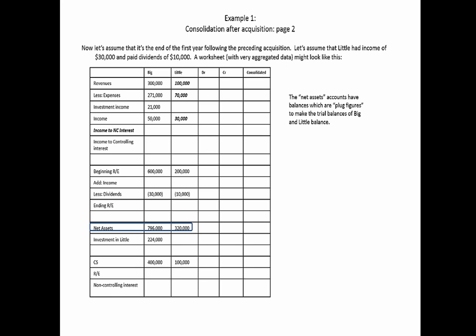Look at Little for the moment. Again, at the beginning of the year, the date of acquisition, Little had net assets of $300,000. Their net assets increased by $30,000 due to their earnings for the period, and then went down by $10,000 due to the dividends that they paid out. So the end of year net assets would be $320,000.